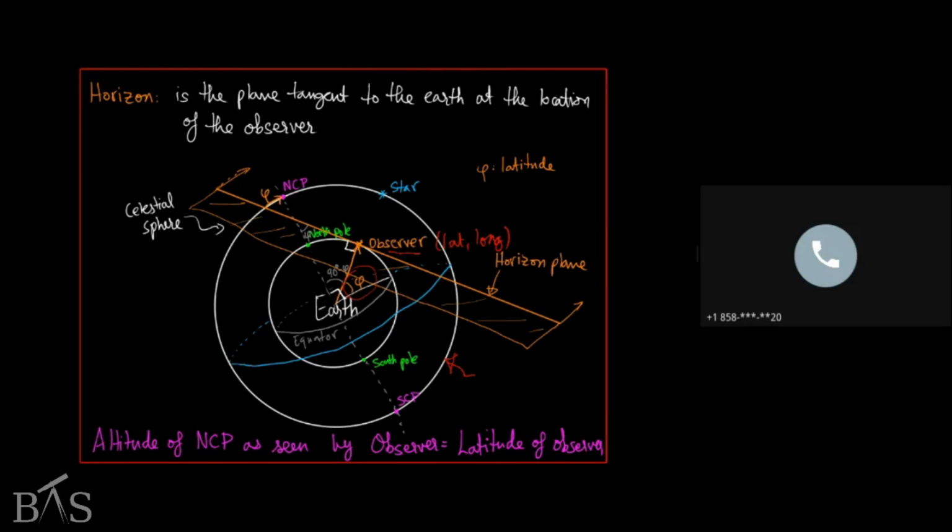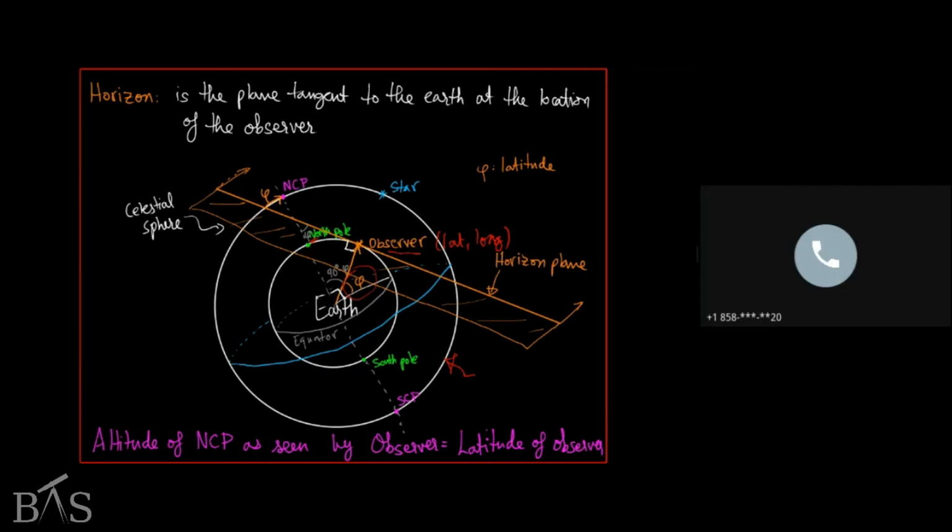So since this is a 90 degree angle, this angle will be phi because the sum of angles in a triangle should be 180 degrees. And then you use alternate angles; these two are lines that are intersecting, so the opposite angle is phi again. So the angle made by the north celestial pole to the horizon is equal to your latitude.